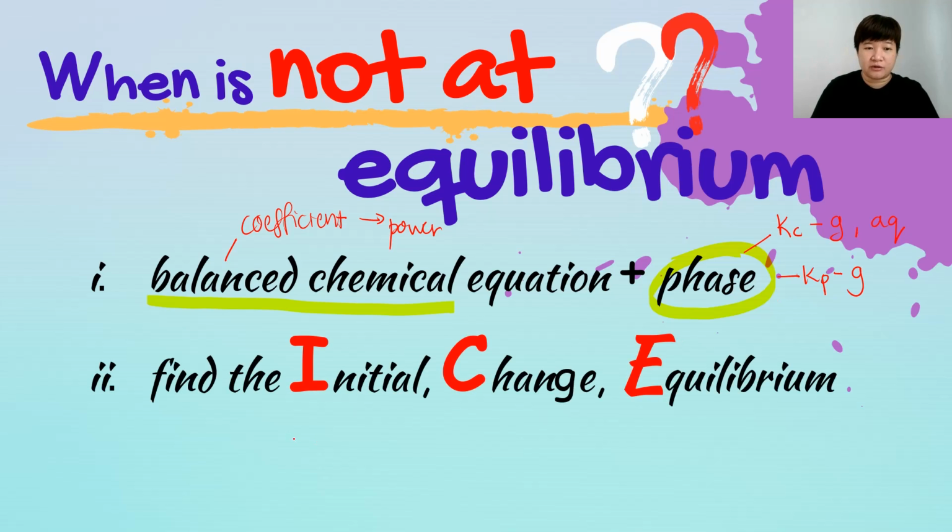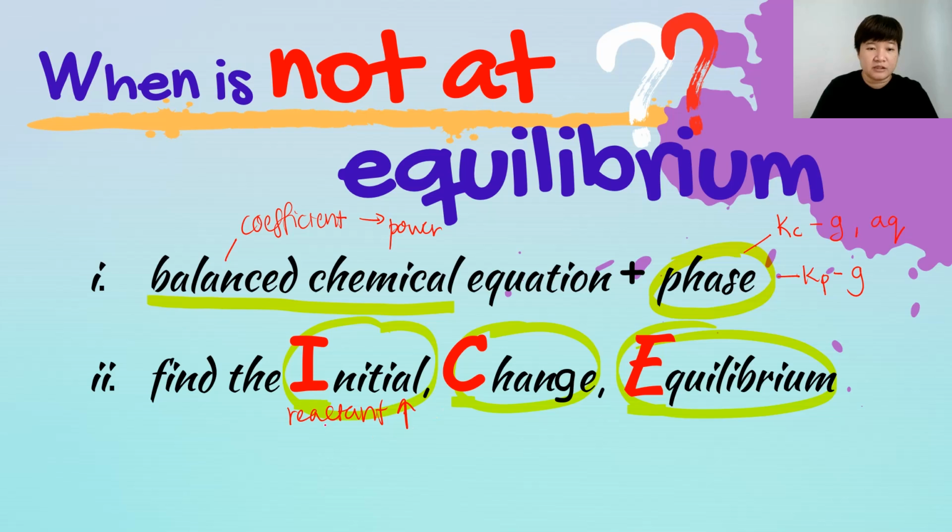The second step, which is what we are going to focus on today, is we are going to do an I.C.E table. What is an I.C.E table? It is your initial, your changes, and also your equilibrium. Initial is before the reaction started, where you will have plenty of reactant, but your product is 0. Changes means how much the reactant has reduced and how much the product has increased. And last but not least, equilibrium is what we are looking for. Equilibrium is the one that you can put into your Kc or your Kp. We will focus on step 2 more during the question, so don't worry about that.